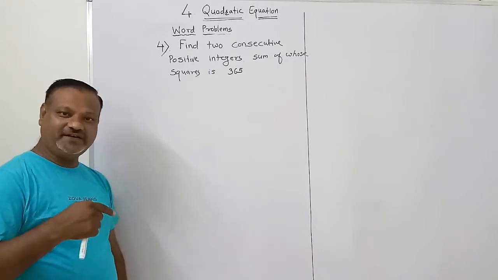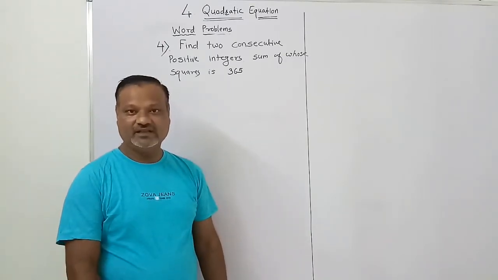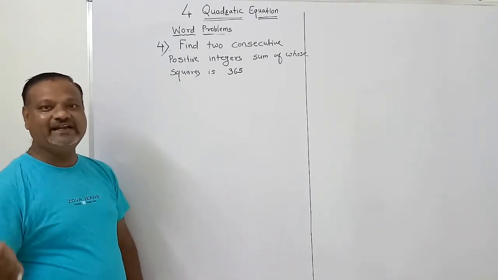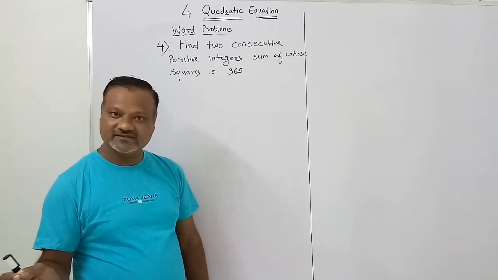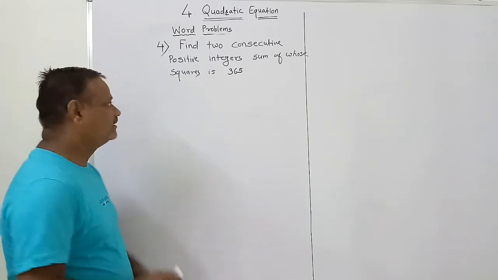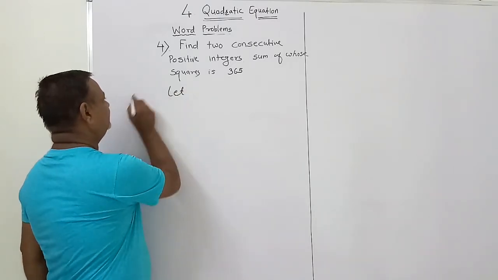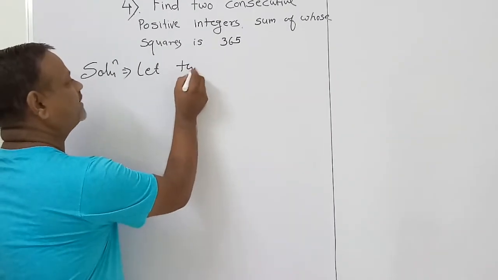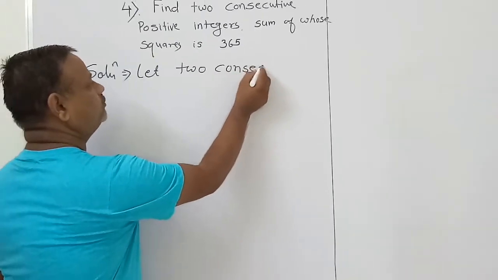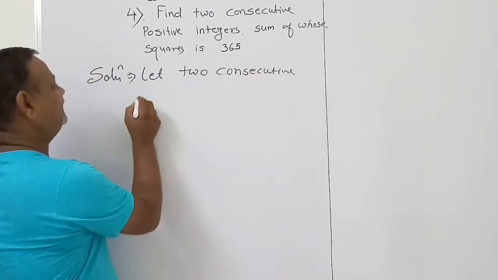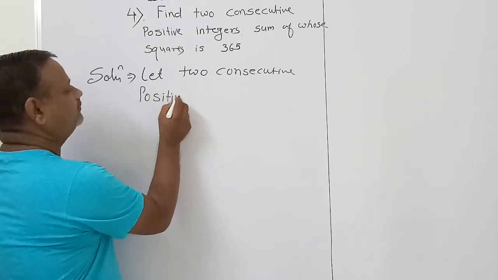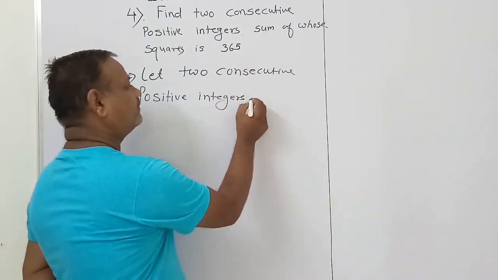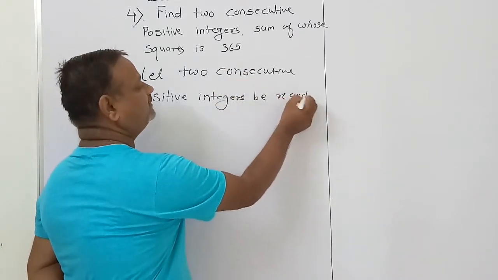Yesterday, in the previous video, we already discussed how we can consider consecutive positive integers by using a variable. So here the solution is: let two consecutive positive integers be x and x plus 1.